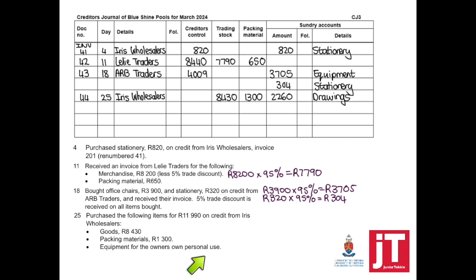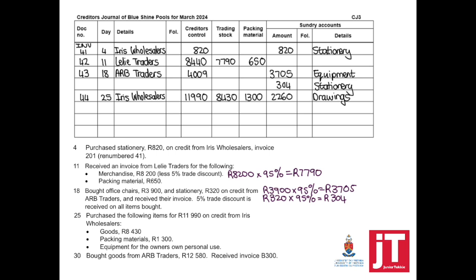But now you don't see that there's a figure given there. What have they provided you with? They said in total 11,990 was purchased on credit. That consisted of trading stock, packing material, and then that difference, 11,990 minus the other amounts, equals the remainder. It's not going to be shown as equipment. This will be shown as drawings because the equipment that was purchased was for own personal use, and anything that is taken for personal use must be recorded as drawings.